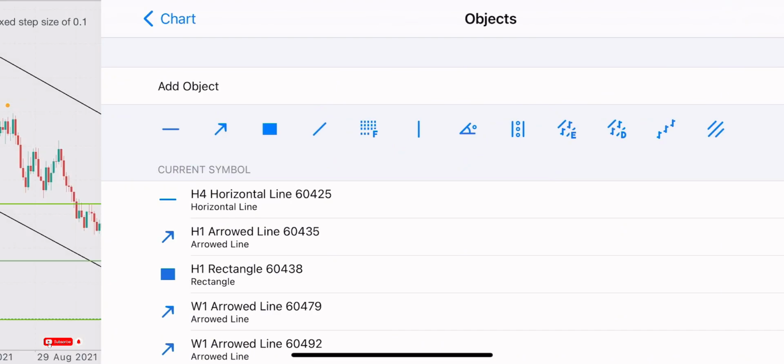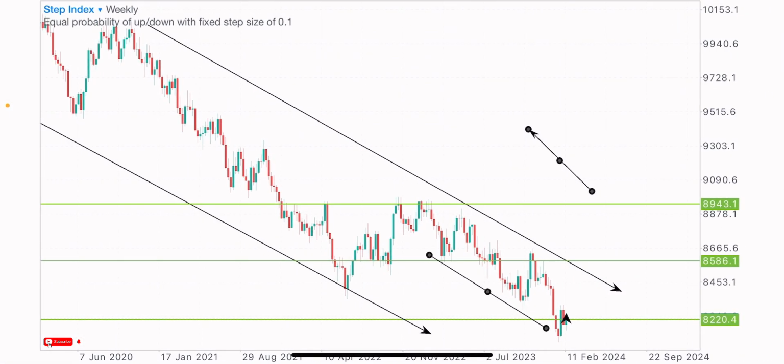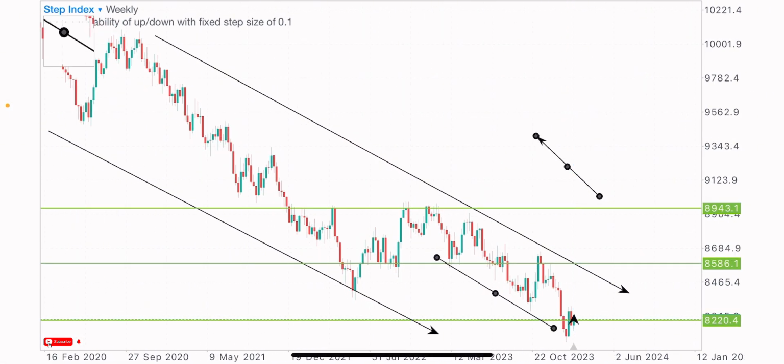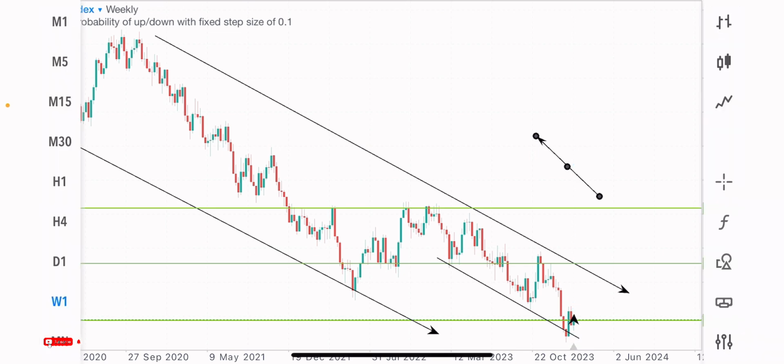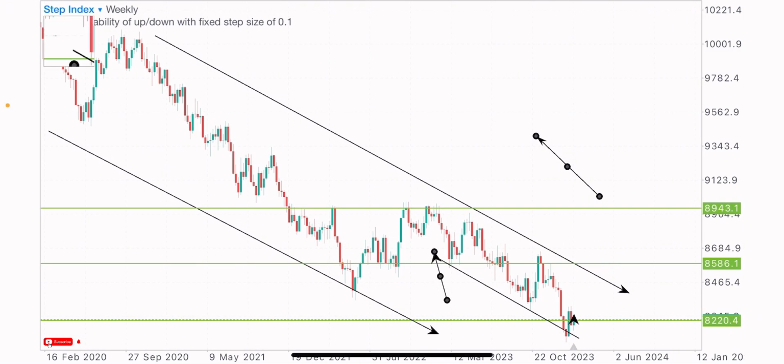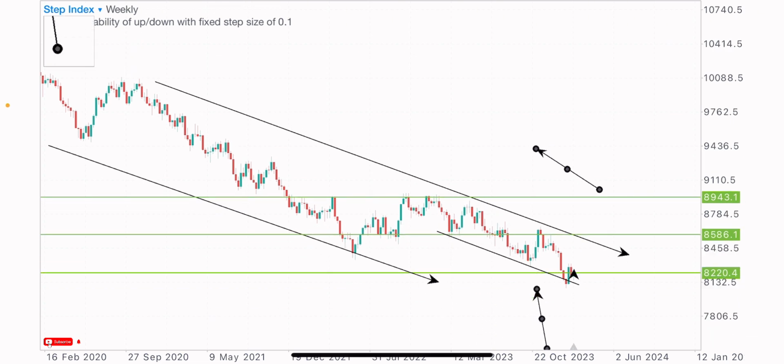So you have this current trend here. This is a downtrend that price is currently on, on step index. We've gotten the first buys at this trend support. The first buy is there, the second buy is at this zone, and probably the third buy is at this point on the weekly time frame.